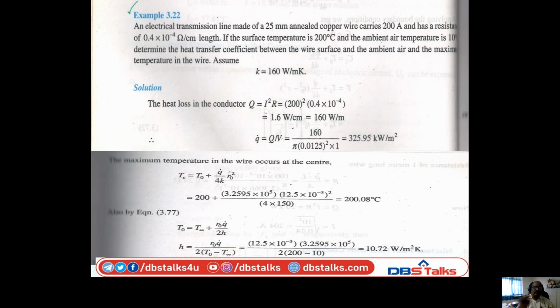So there is an electrical wire, and current is passing. When the current is passing, what happens? Heat will be generated. To calculate heat, there is a formula Q equal to I square R, where I means current and R means resistance. From this, you can find out how much heat is generated. So you have to find out Q dot. Q dot means heat generation per unit volume. So that is Q divided by the volume, the cross-sectional volume. So that is Q dot.